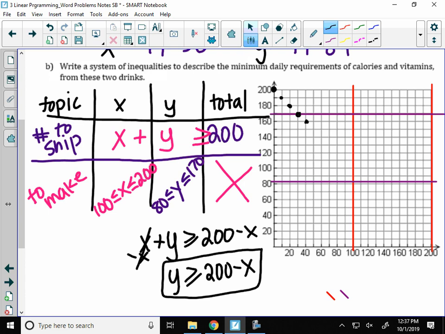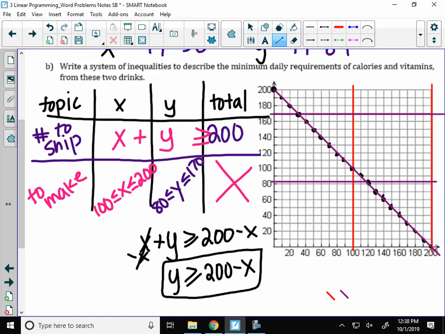So you can go ahead and plot all those points here. Be accurate. And then we'll connect the lines. Now we graphed a lot of lines here.